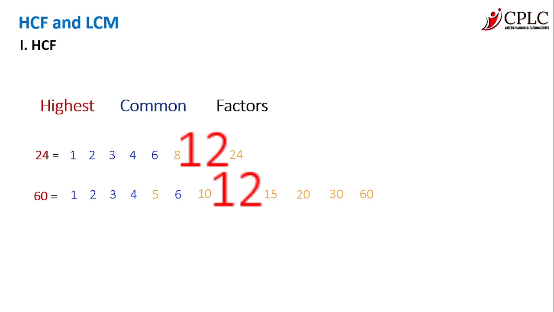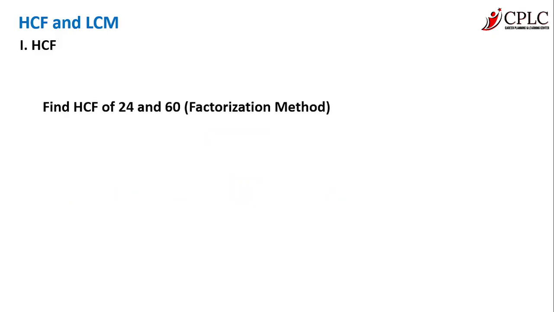But obviously every time we cannot keep on doing this, that is list down all the factors and then take common and then choose the highest one. So there are a couple of ways in which we can figure that out. One of the methods which we have been learning since school days is called the factorization method. So let's see what to do in that method.